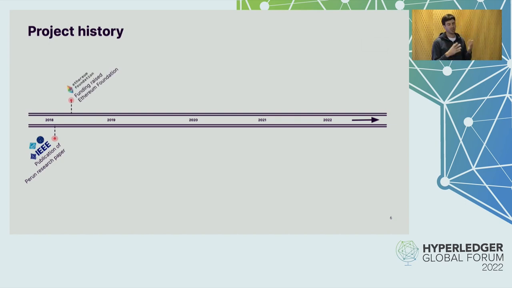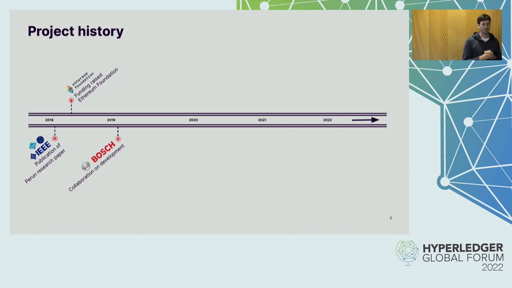Then we wanted to build out the protocols into a library. In the middle of 2018, we got some funding from the Ethereum Foundation, which basically kickstarted this endeavor of making some software product out of it. Also early on, we got interest from the company Bosch. Unfortunately, a colleague from Bosch couldn't be here today due to visa reasons. But they engaged with us already, I think also in the middle of 2018, and then at the beginning of 2019, we had the first proof of concept implementation, which was not an open source library like today, but still something that we could already show.